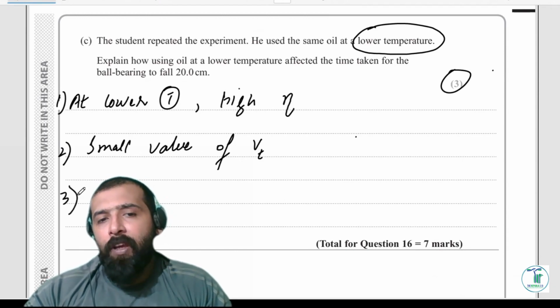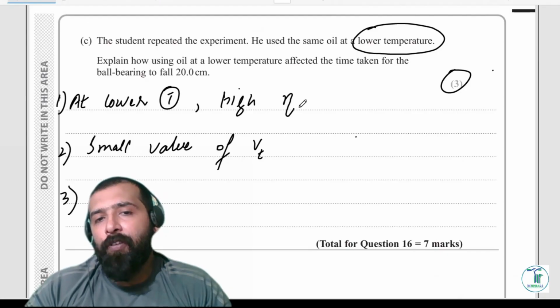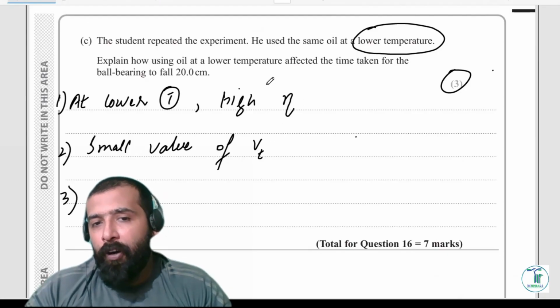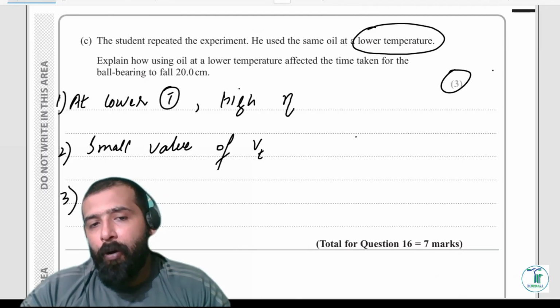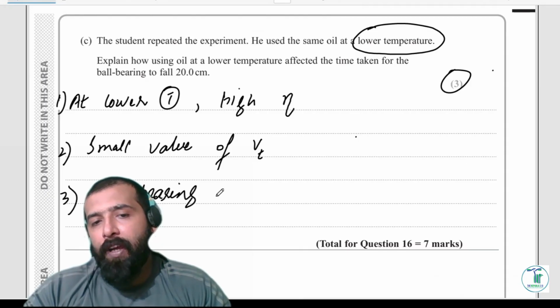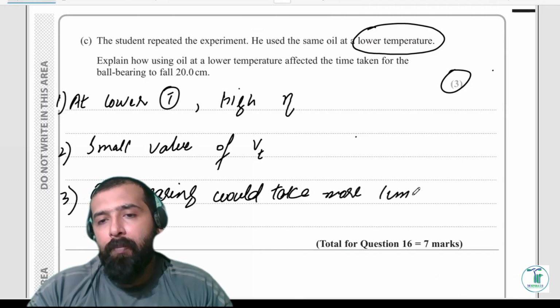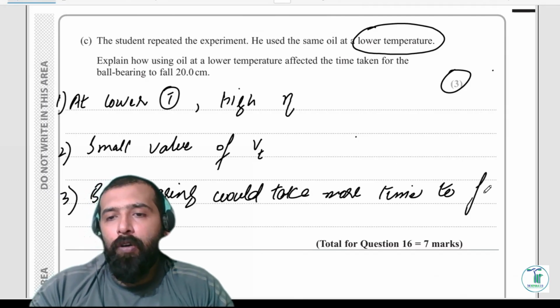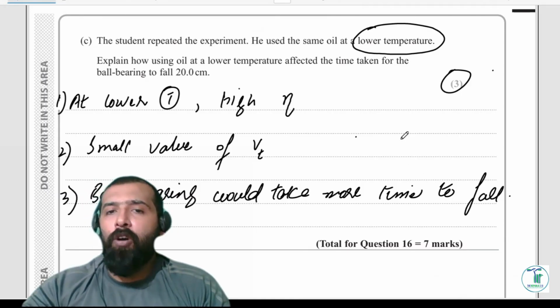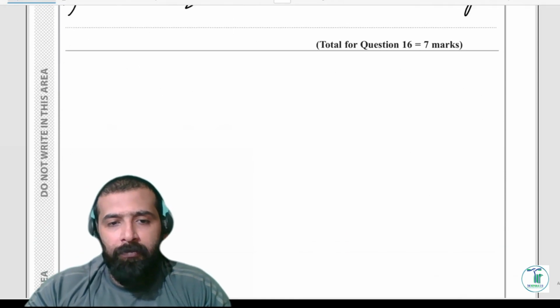And thirdly, if you've got a very small value of terminal velocity, the ball bearing would take more time to fall down, because it is having a very small value of VT, right? So the ball bearing would take more time to fall. So that is how we need to talk about all these things.